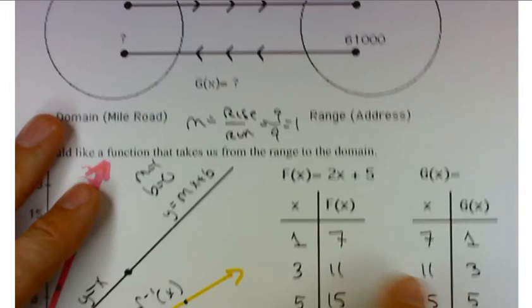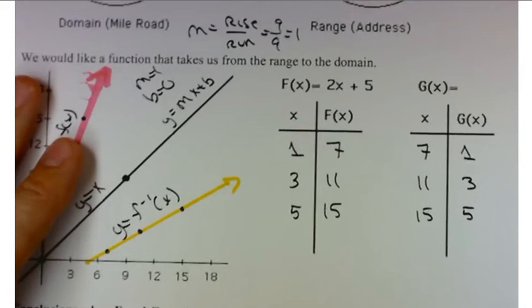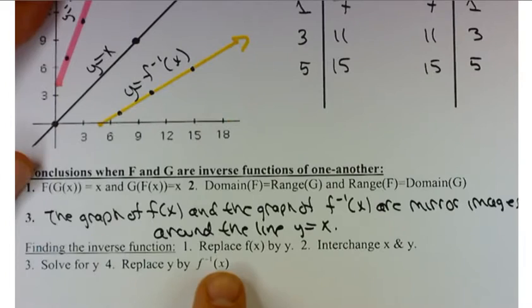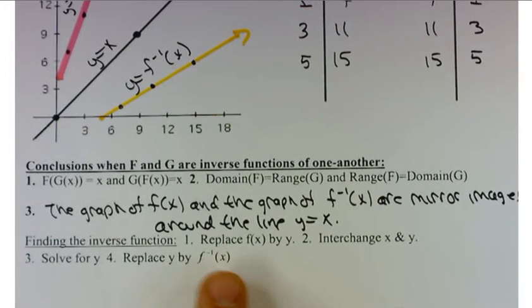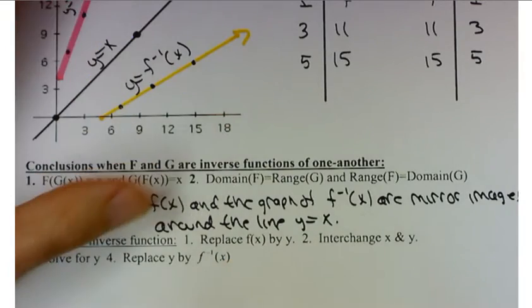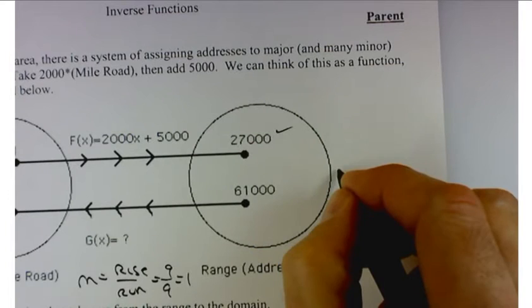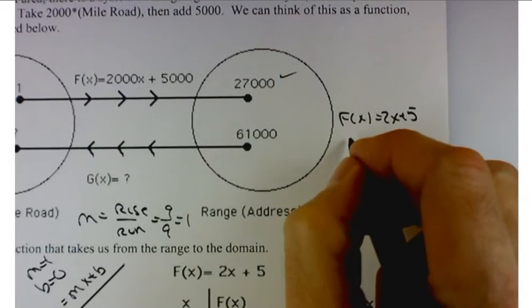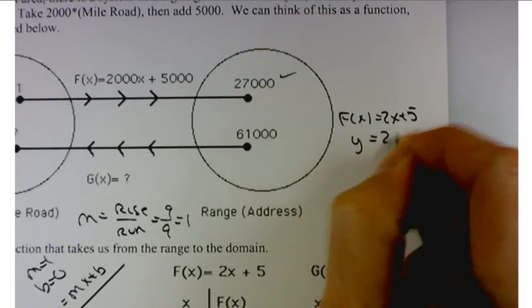Let's go back now and figure out how we're actually going to find the inverse of this function. And there's really 4 steps. They're down here at the bottom of your handout. So the first step is to replace your function by y. So let me do that up here. F of x equals 2x plus 5. The first step is to replace f of x by y. So y equals 2x plus 5.